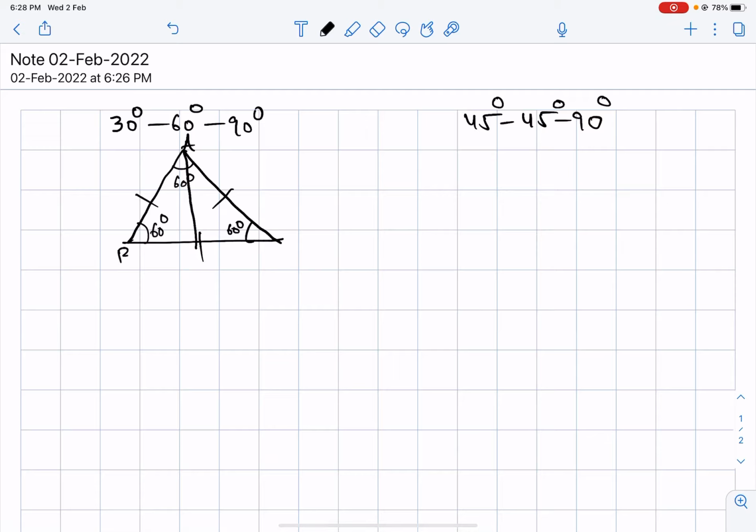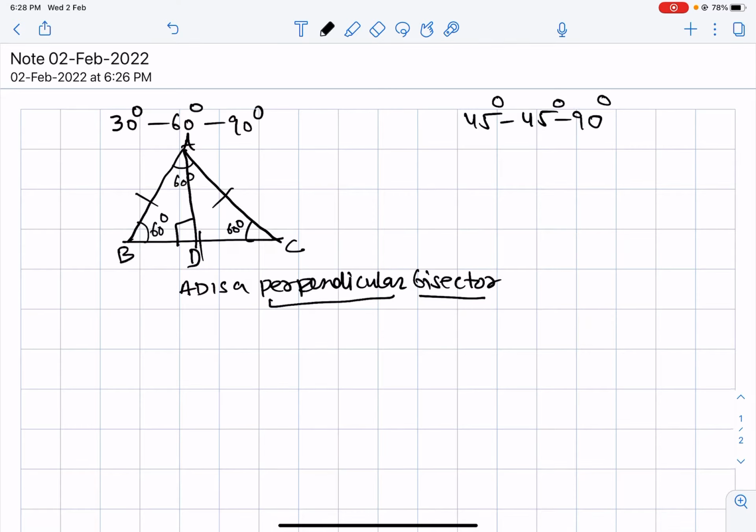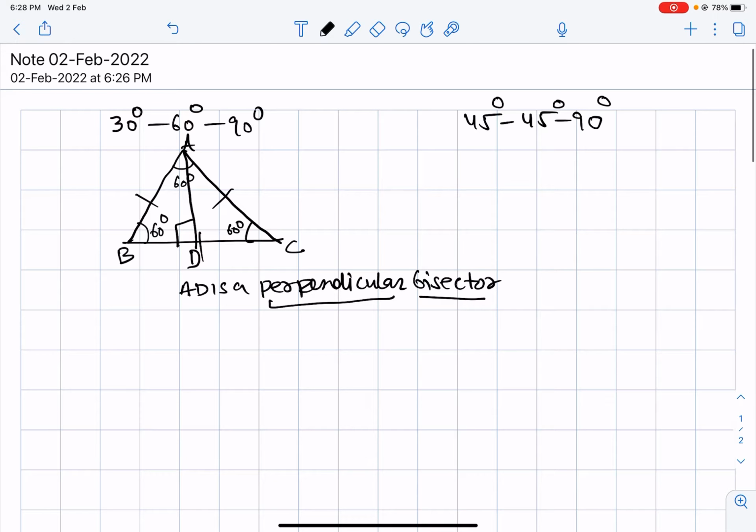Let's label it A, B, and C. So this is called AD. So AD is a perpendicular bisector. So perpendicular means 90 degrees and bisector means this AD is dividing BC into two equal halves. So let's say if your BC is 2a, which means all the sides are 2a, since it's an equilateral triangle. And now AD is a perpendicular bisector, which means BD is a.